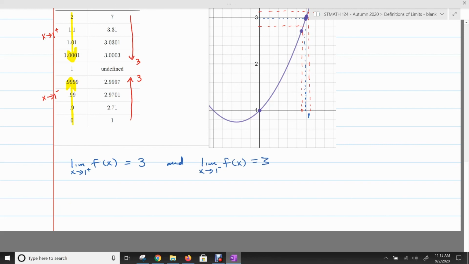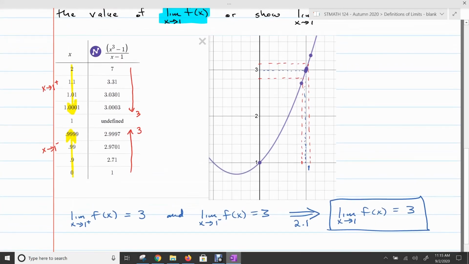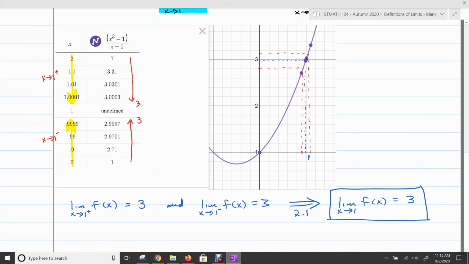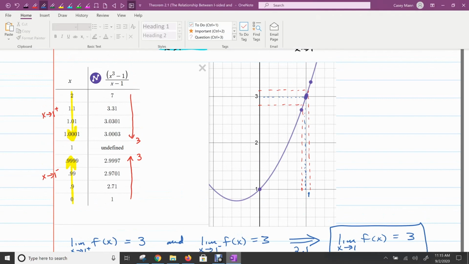So that previous theorem, theorem 2.1, tells me that since those two one-sided limits exist, we can conclude that the limit as x approaches 1, the two-sided limit, is equal to 3 also. So even though algebraically that function had a serious problem with x equals 1, it was well behaved on both sides of 1, where the y values were converging on 3 from either side. And when you see the graph of the function, it doesn't look like anything horrible is going on there. What's really going on with this function is that it's just missing one point.